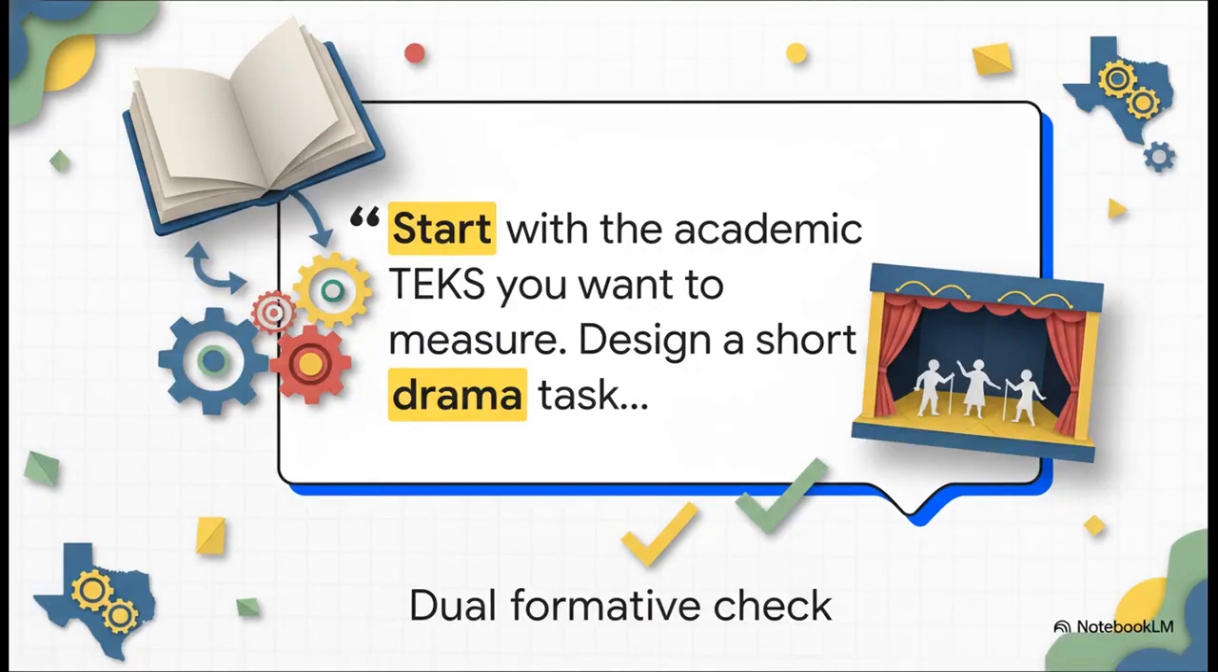Our North Star for this whole methodology is this quote right here. Start with the academic text you want to measure, design a short drama task that foregrounds that academic skill, then build a dual formative check. I absolutely love this approach because it completely strips away any of that intimidation you might feel about bringing drama into a traditional classroom setting. You aren't writing the next Broadway hit here. You're just finding a new physical vehicle for the exact same lesson you already planned to teach.